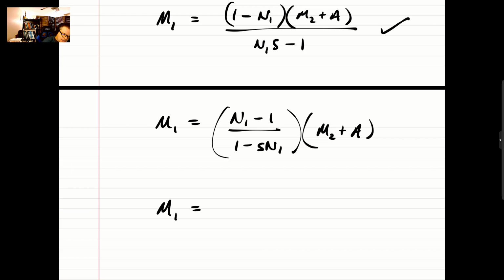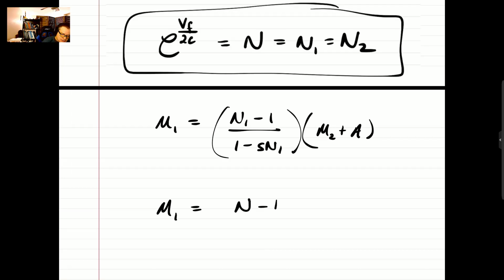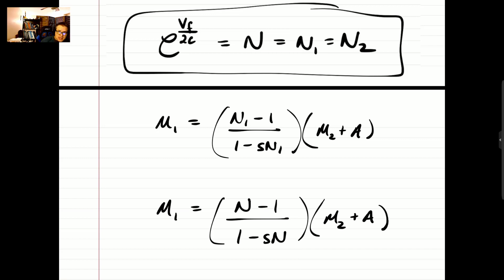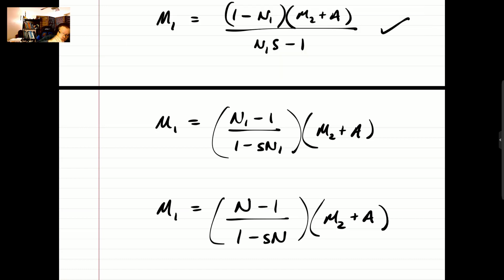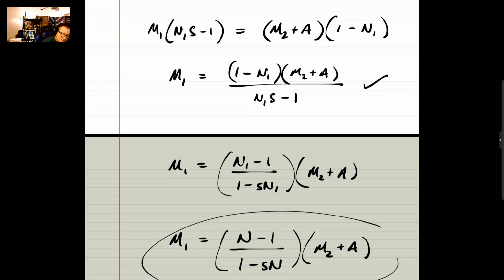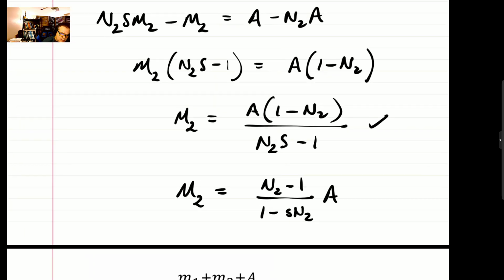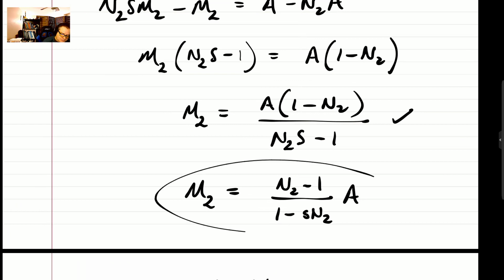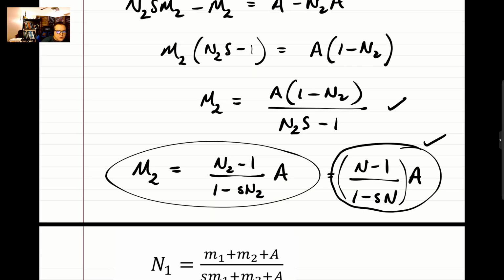So M1 is, let's just call it N, because we know N1 and N2 are the same, 1 minus Sn, and then it's just the combined mass of stage 2 and A. So this becomes a kind of recursive process where you keep getting the lower stage once you know the higher stage. So let's look back again and compare with M2. M2 is right there. And I could have just written it as N rather than N2. So we could write it like that.